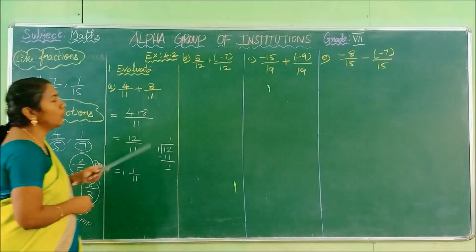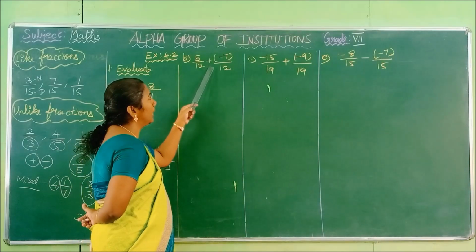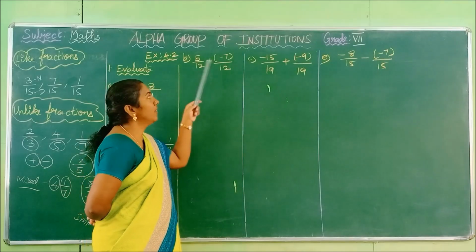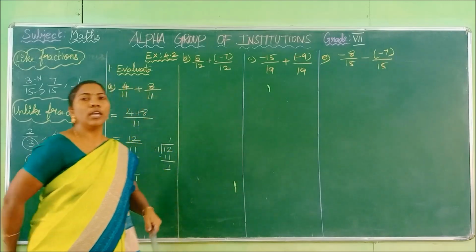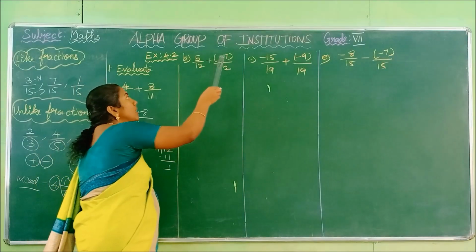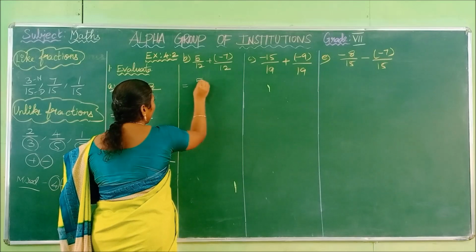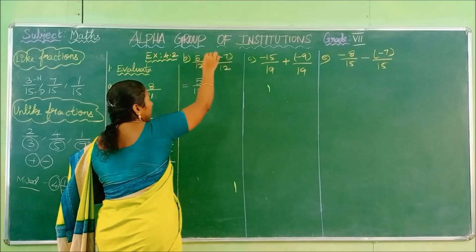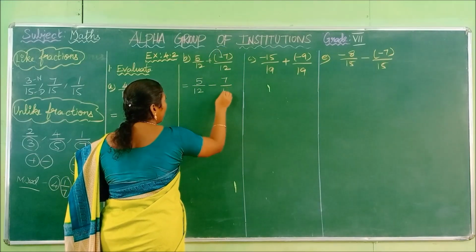Okay. Next we are going to do subdivision B. Read the question. 5 by 12 plus minus 7 by 12. In the second rational number, we have the symbol minus within the bracket. So we have to remove the bracket first. How do you remove the brackets? By multiplying the symbol inside and outside the bracket. Let us see. Write the first fraction as it is, 5 by 12. Next we are going to multiply these two symbols, plus into minus, minus 7 by 12.